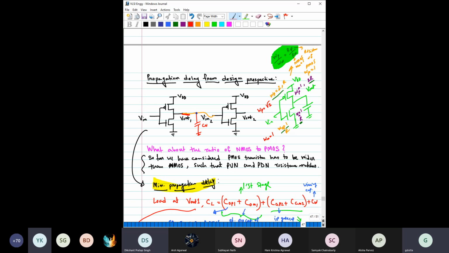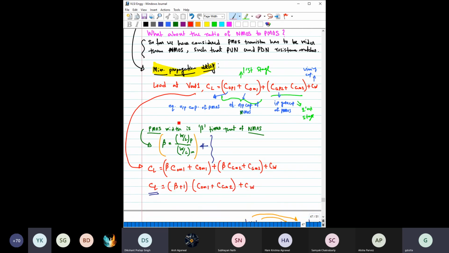Fine. So this is the important understanding. Please keep it in your mind and note that whenever you are doing that 2:1 depending on the mobility and all these things, that is from the symmetric charging discharging point of view, but that is not the criteria for minimum propagation delay.